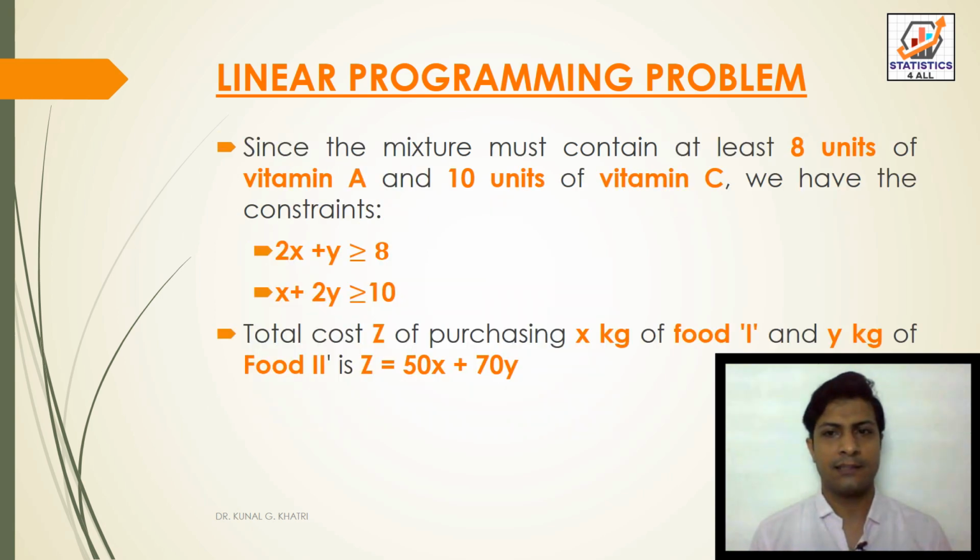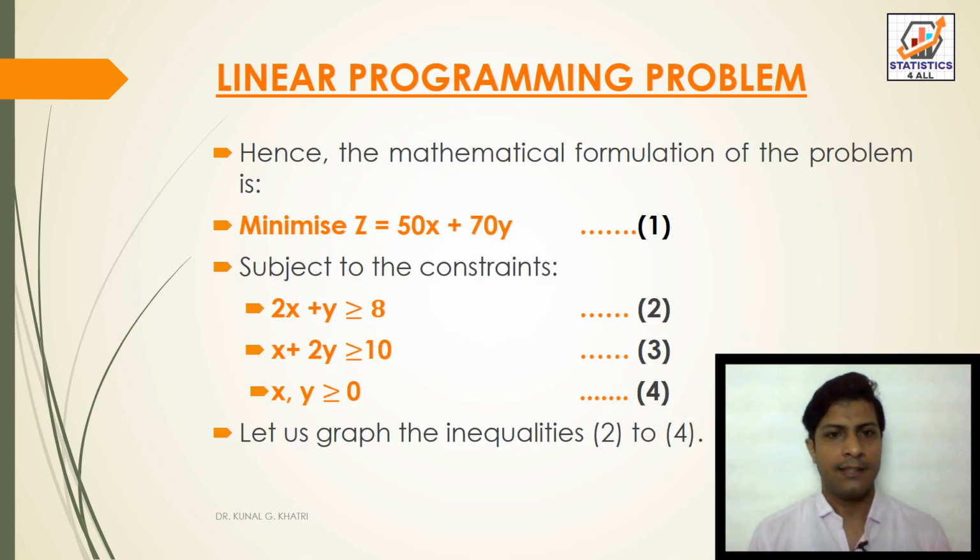Since the mixture must contain at least 8 units of vitamin A and 10 units of vitamin C, we have the constraints 2x plus y greater than or equal to 8 and x plus 2y greater than or equal to 10. Total cost Z of purchasing x kg of food 1 and y kg of food 2 is Z equal to 50x plus 70y.